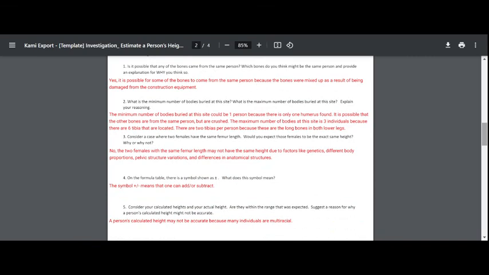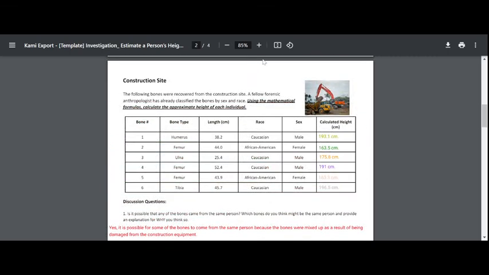Okay, so question number 2. What is the minimum number of bodies buried at this site? What is the maximum number of bodies buried at this site? Explain your reasoning. So guys, again, you have to think about how many humeruses is a person supposed to have? Femurs, ulnas, femurs and tibias, right? And then again, you have to take into consideration the fact that these bones are crushed and mixed up.